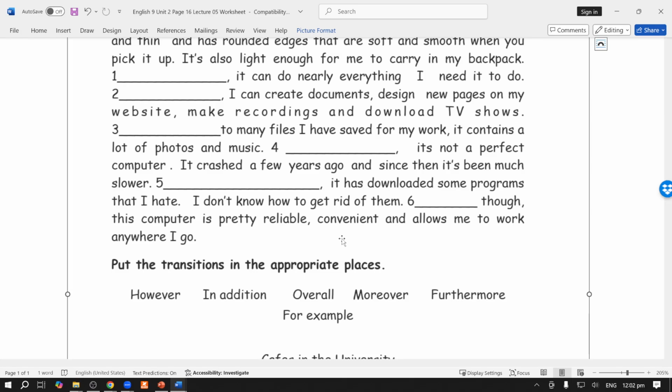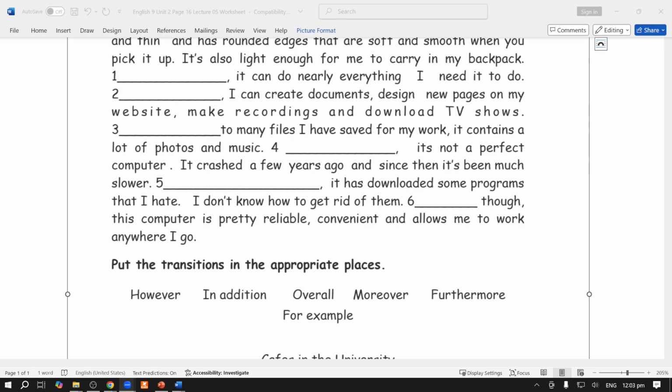So in addition to many files, in addition is not seeming appropriate. In addition to many files I have saved for my work, it contains a lot of photos and music. So in addition is not seeming appropriate. So what was the other one? Furthermore. Furthermore to many files I have saved for my work, it contains a lot of photos and music. So anyone there who can tell which seems better, furthermore or in addition or anything else?